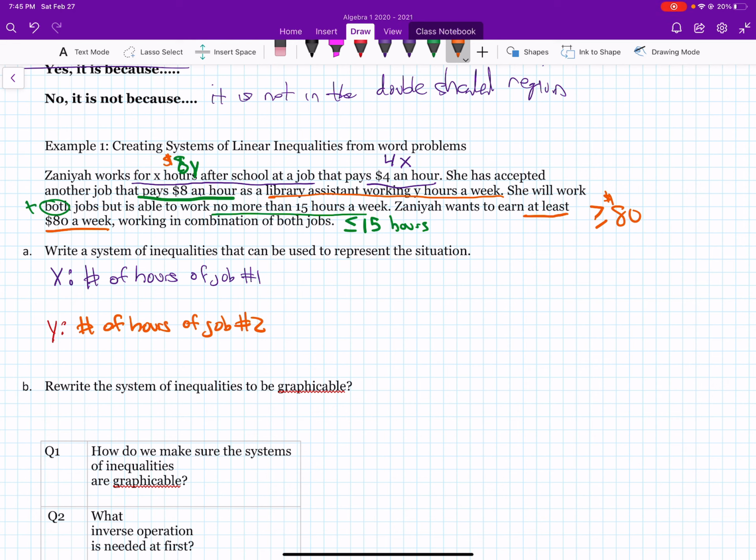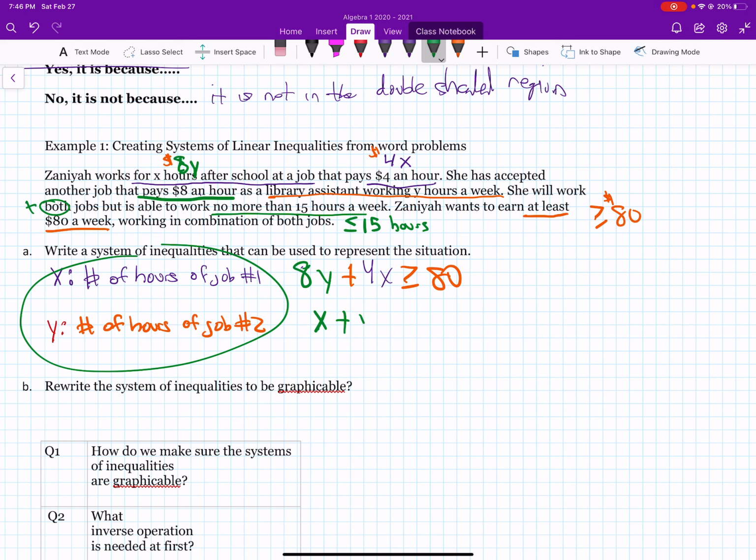Well, we know we get paid $8, and we get paid $4. Therefore, putting this all together, it's going to be 8y plus 4x, which is greater than or equal to 80. As for 15 hours, which of these are hours? One job works a certain amount of hours, and another job works a certain amount of hours, and it's in our variables. x is the number of hours of job 1, y is the number of hours of job 2. Therefore, x plus y is less than or equal to 15.